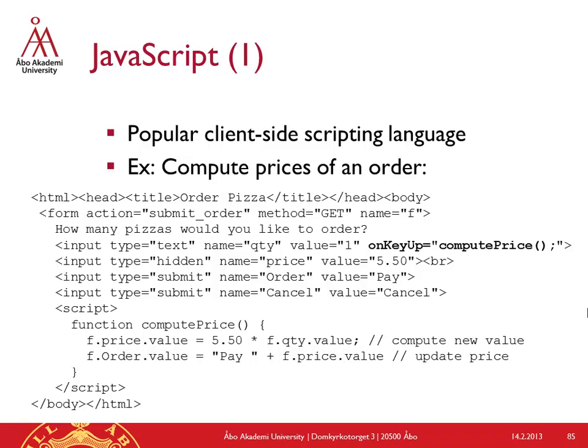This script will be submitted to the client, and the client can change it. So the client can change this computePrice function as he wishes, and he can change the resulting price to almost zero, as in the previous example. So it is not secure to calculate this sensitive business information in JavaScript. You have to calculate this information only on the server side.